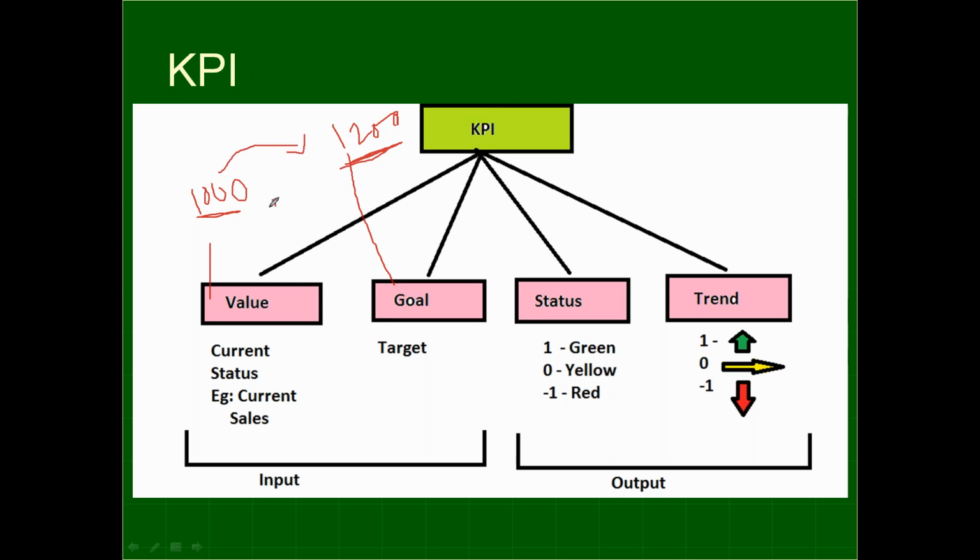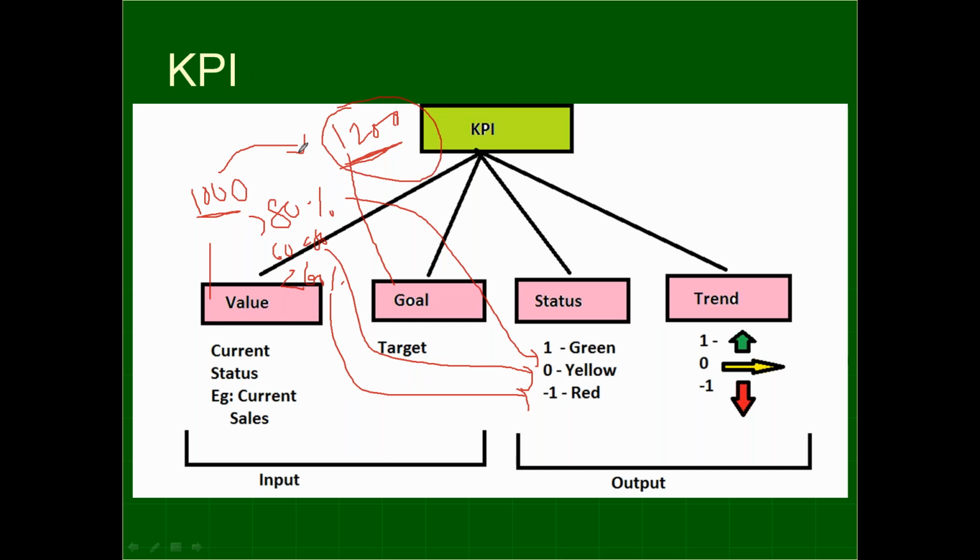If you achieve at least 80% of this goal, that means you are in the green color, right? So 80% or greater than that is green, and if you achieve 60 to 80%, you are yellow, right? And if you achieve lesser than 60%, you are in the red zone. Clear? So what is the goal? The goal is the monthly sales of 1,200 rupees or dollars. Clear? But actual sales is $1,000.